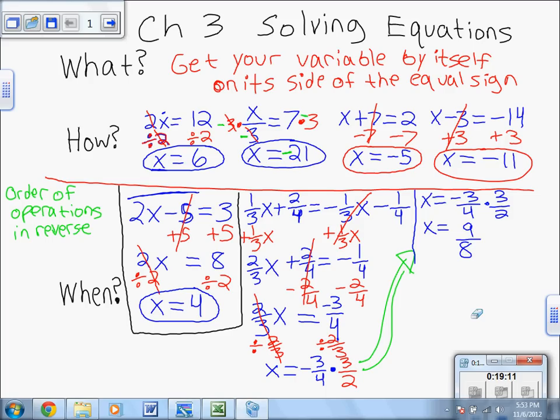Here's what you ask yourself. I have a negative number times a positive number. So you're using your chapter 1 skills with integers. Negative times a positive is a negative, so you've got negative 9 over 8. So you have x equals negative 9 over 8.